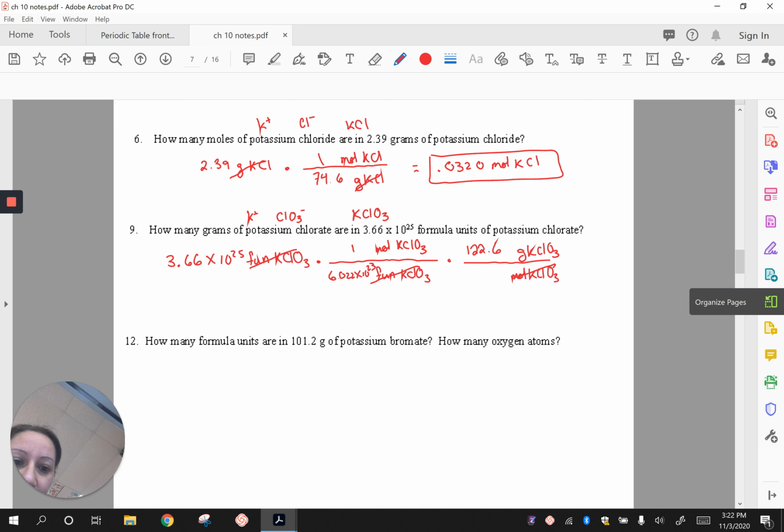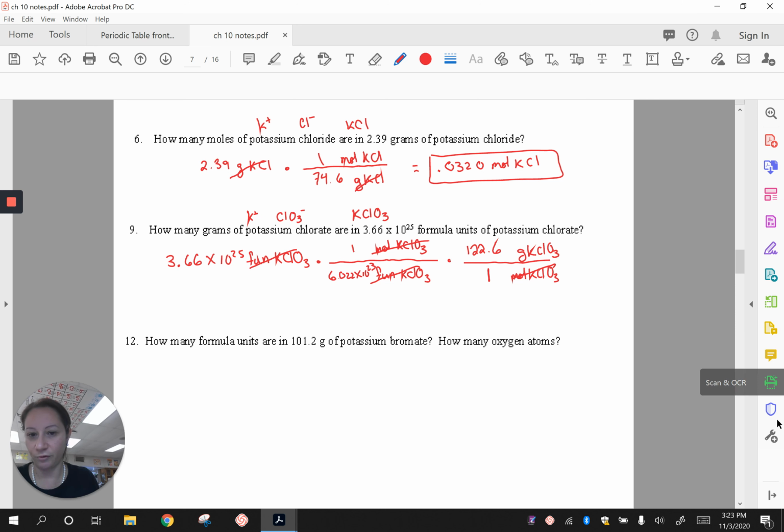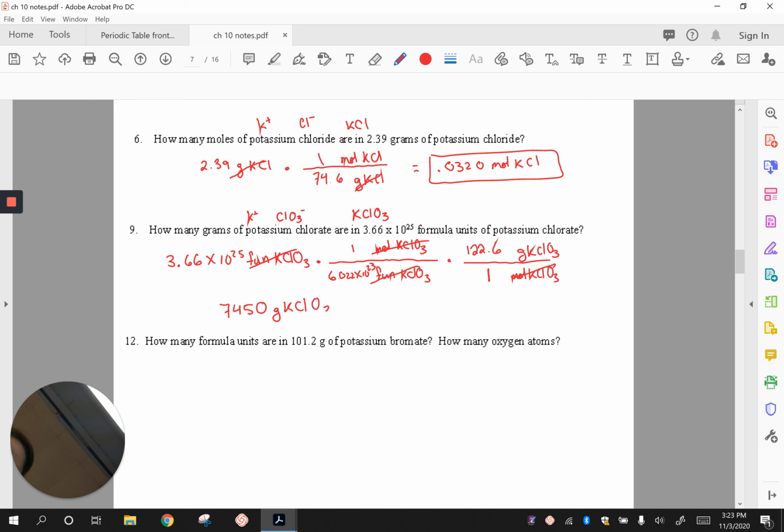And now my moles is in 1 mole, I'm sorry. So now my moles cancel, my formula units had canceled, and so now I can get grams. On your calculator, you want to put 3.66 times 10 to the 25th, divided by 6.022 times 10 to the 23rd, times 122.6. So anything on top you multiply, anything on the bottom you divide. For our sig figs, this is 3 sig figs, this is 4 sig figs. This should not limit you, you should have at least 3 sig figs. And so my answer should be 3 sig figs, and my answer ends up being 7,450 grams of KClO3.